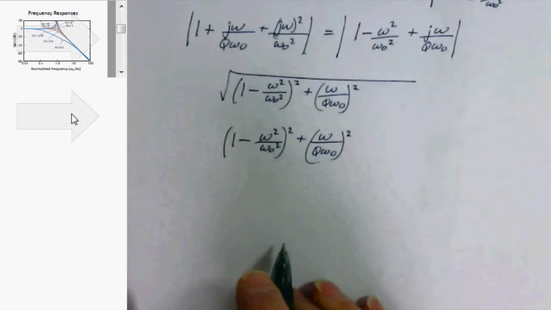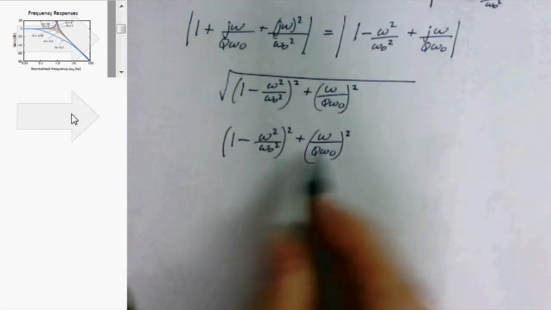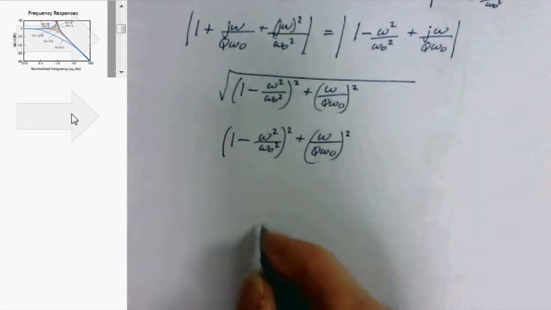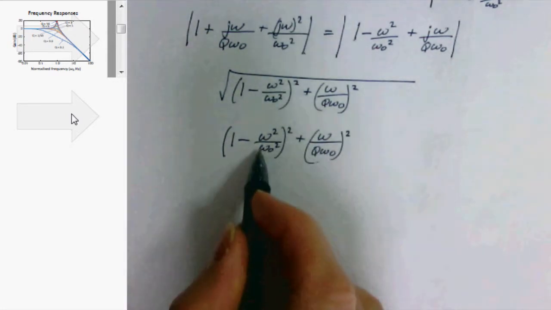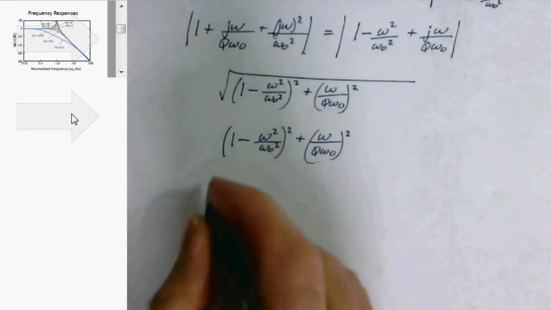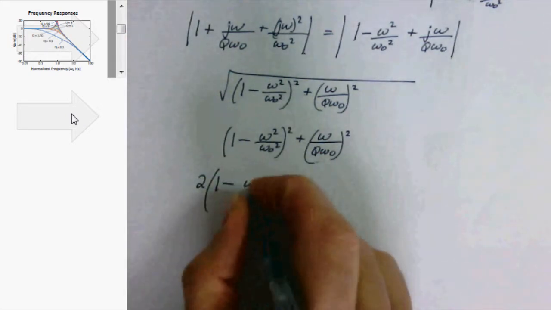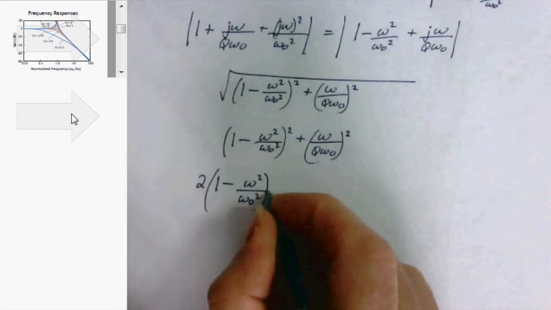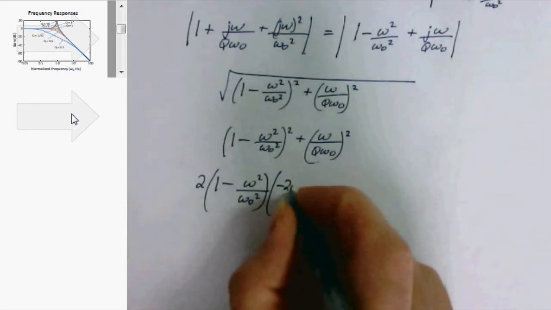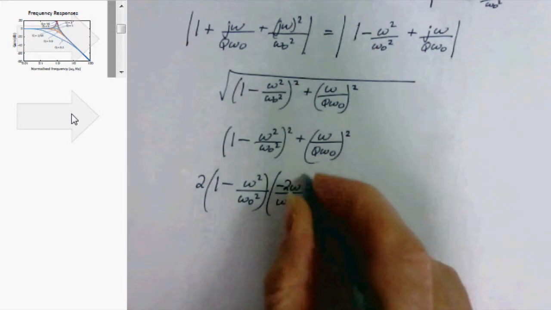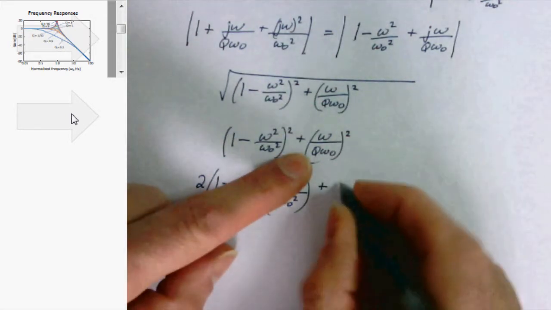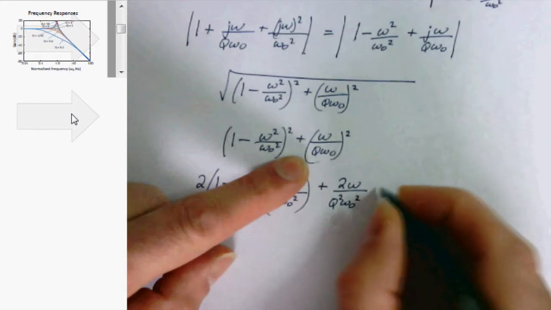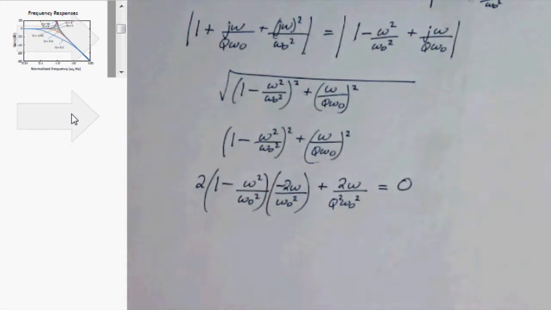Well, standard technique for finding the minimum value of something is to differentiate it and then put the differential equal to 0, because we're looking for a turning point. So we'll differentiate this expression with respect to omega. And that would give us this: 2 times 1 minus omega squared over omega naught squared, multiplied by the differential of what's inside the bracket, which would be minus 2 omega over omega naught squared, plus the differential of this term, which would be 2 omega over Q squared omega naught squared, and that has got to be equal to 0.